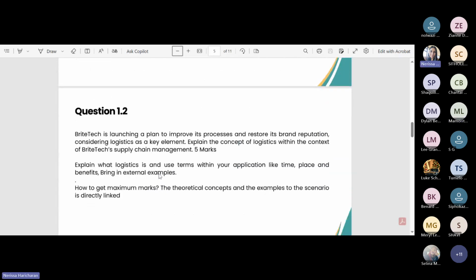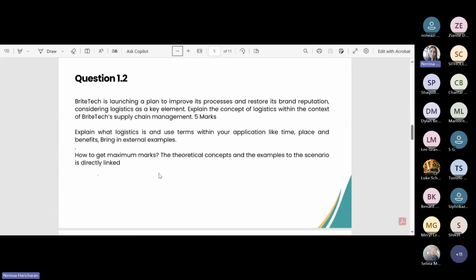Okay, so we'll move on to the next one, which is question 1.2. And basically the question is saying that Brightech is launching a plan to improve its processes and restore its brand reputation. Considering logistics as a key element, explain the concept of logistics within the context of Brightech's supply chain management for 5 marks, okay?